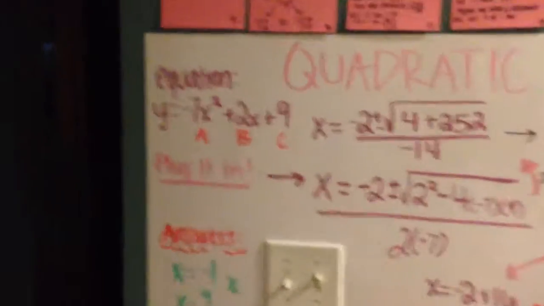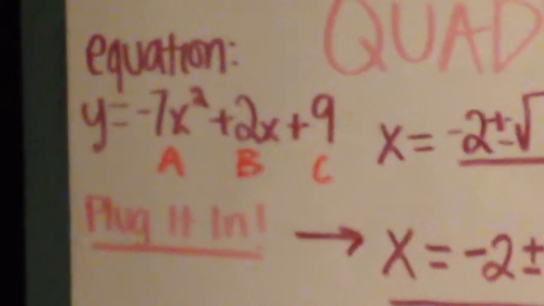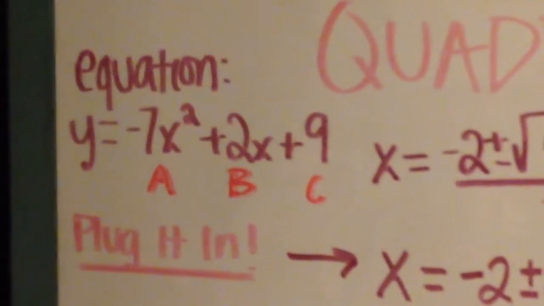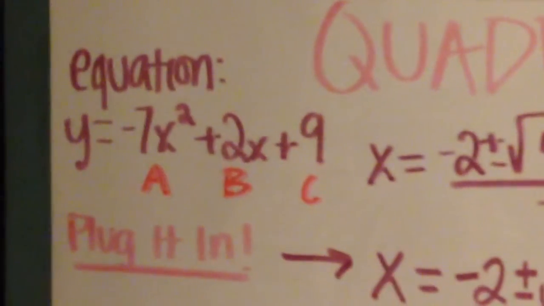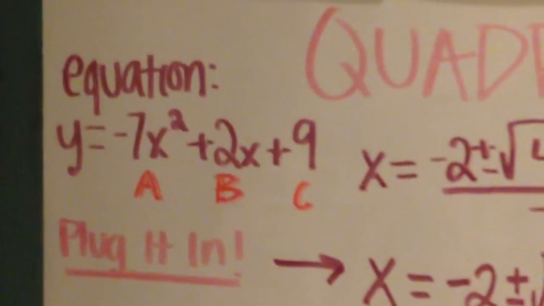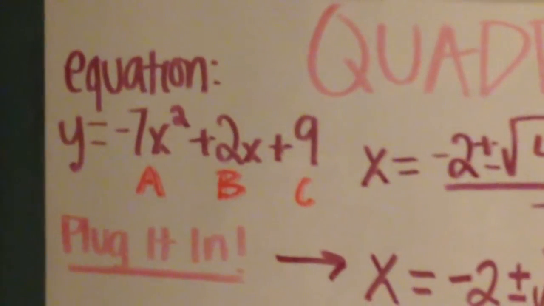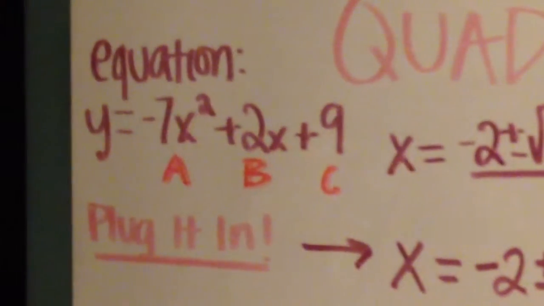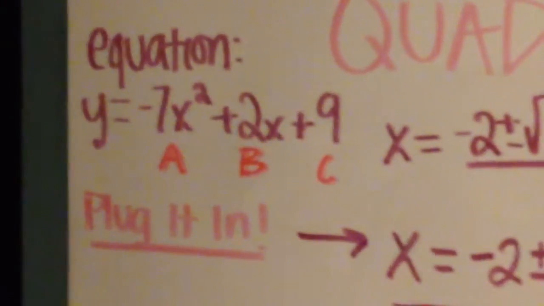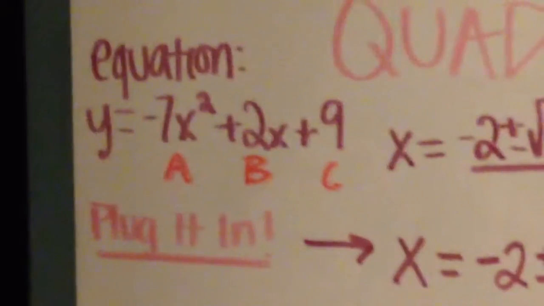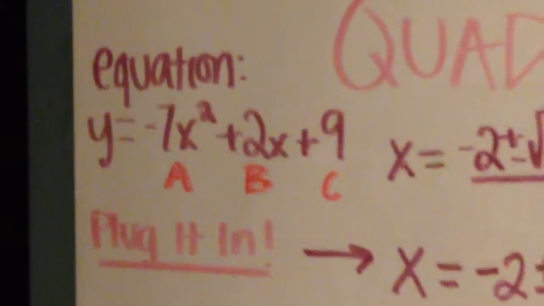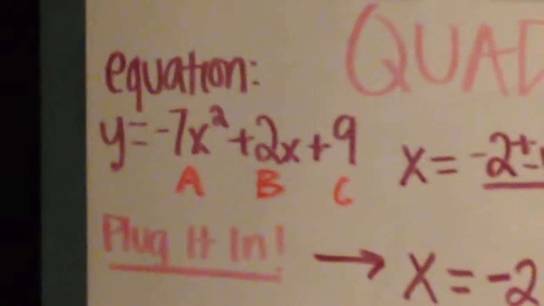In this example, our equation is y equals negative 7x squared plus 2x plus 9. The quadratic formula applies to any equation in the form y equals ax squared plus bx plus c, which this equation is in. In this case, negative 7 is equal to a, 2 is equal to b, and 9 is equal to c.